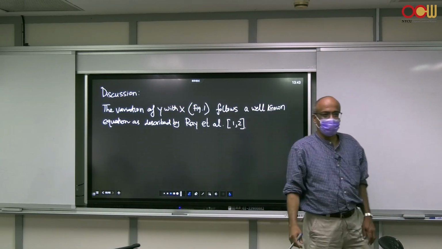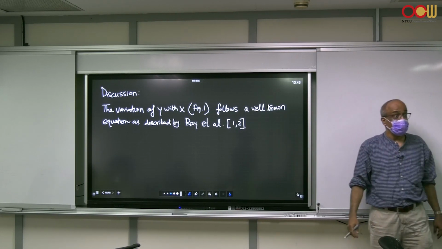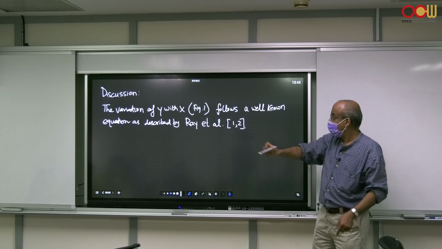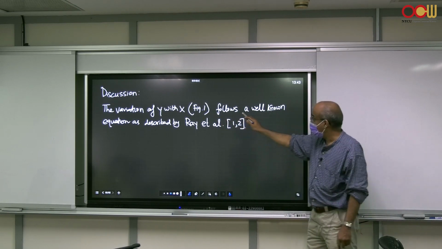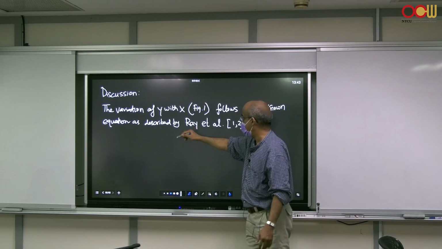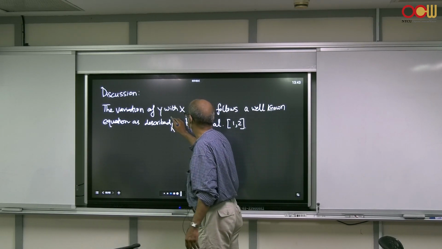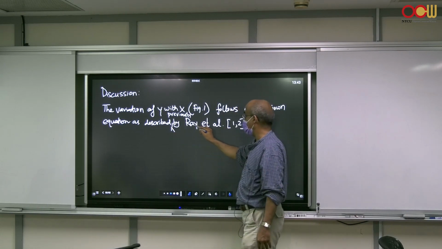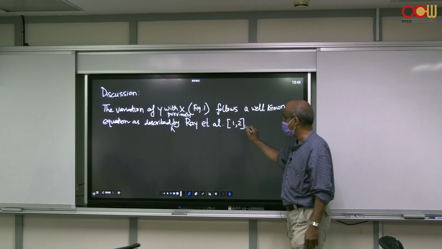First line. Now I am bringing in new things. The variation of y with x, which one? Figure 1. So I put that in bracket. Follows a well-known equation as described previously. Maybe I should have written previously here. That means this paper is already published previously by Ray et al. And I put the reference.